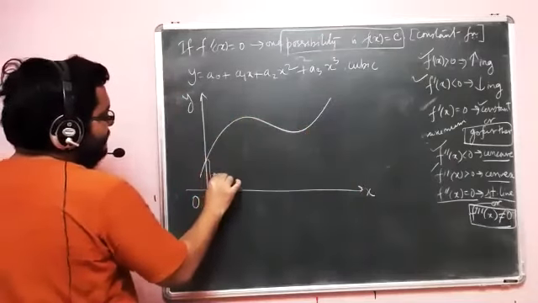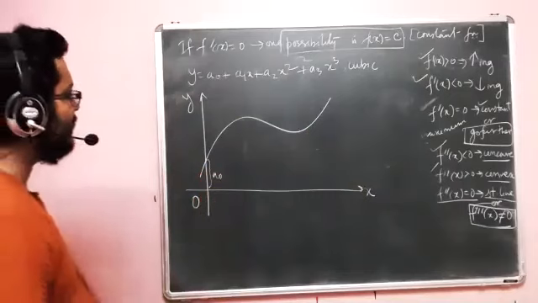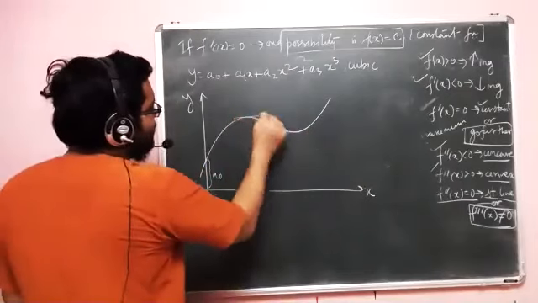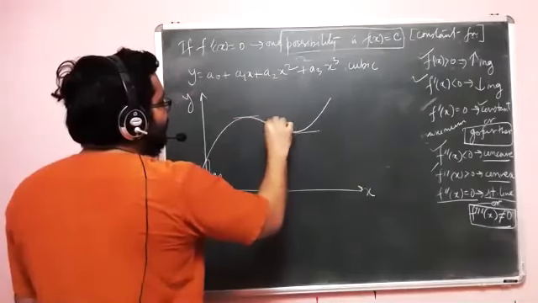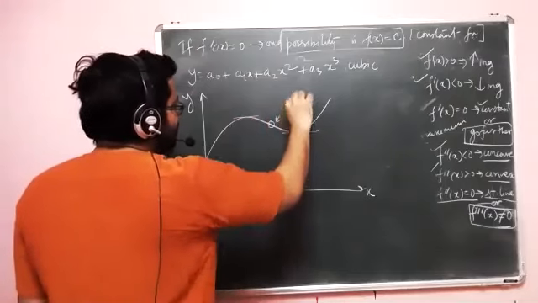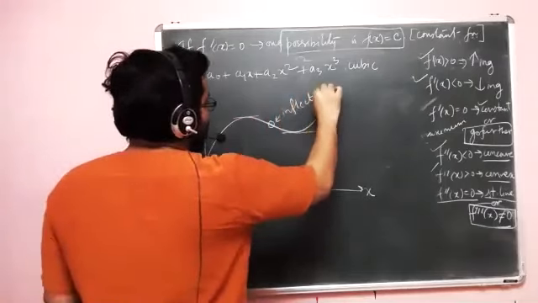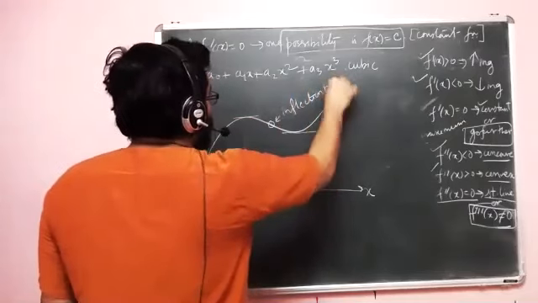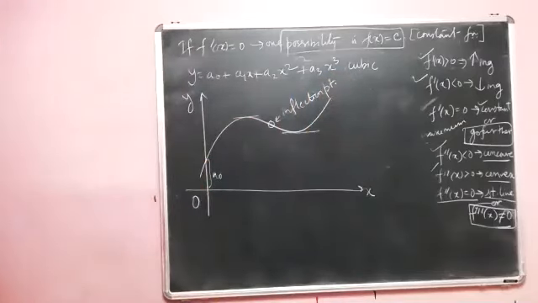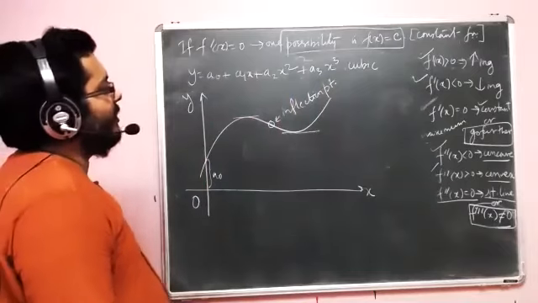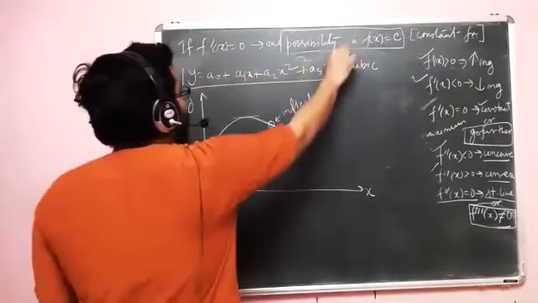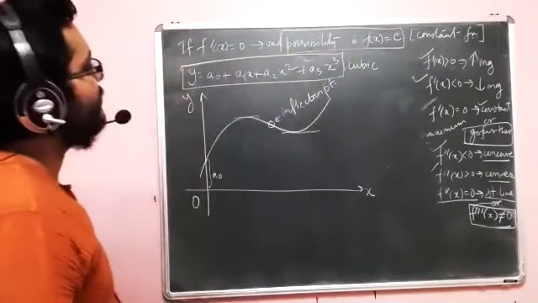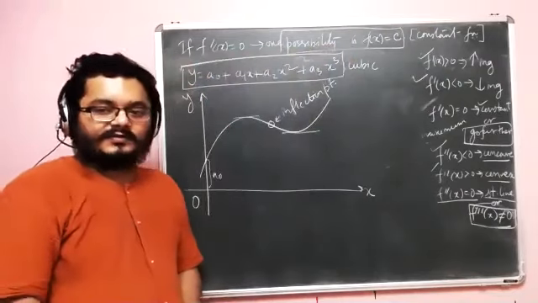where I have, this is my a naught, and here you can see that this is a maxima, this is a minima, and here you have one inflection point. Okay, so this is how we draw polynomials or other curves using the idea of derivatives.